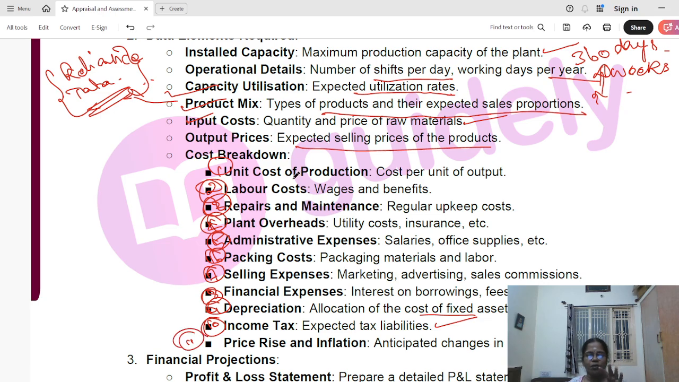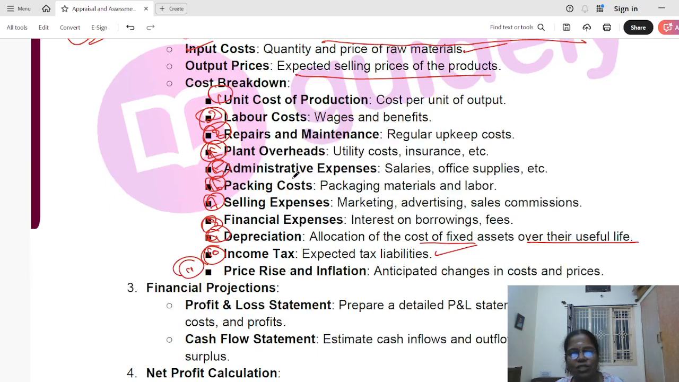In the cost breakdown, from the production stage till making a profit and selling the goods, they have to pay the income tax and the price rise fluctuation. First one is the unit cost of production, second labor cost, third repair and maintenance, fourth plant overhead, fifth administrative expenses, sixth packing cost, seventh selling, eighth financial expenses, ninth depreciation, 10th income tax, and 11th is price rise. The next one is the financial projection.